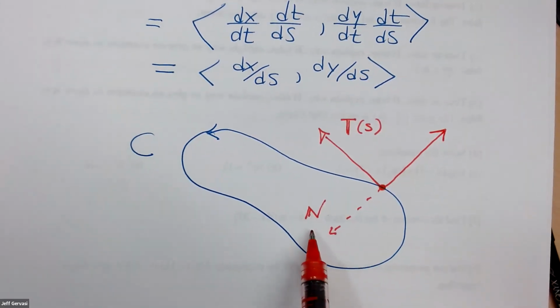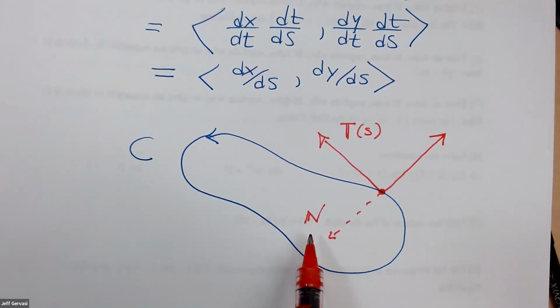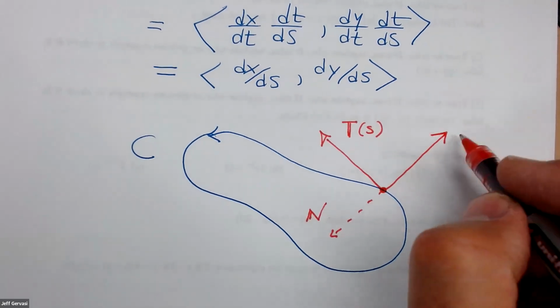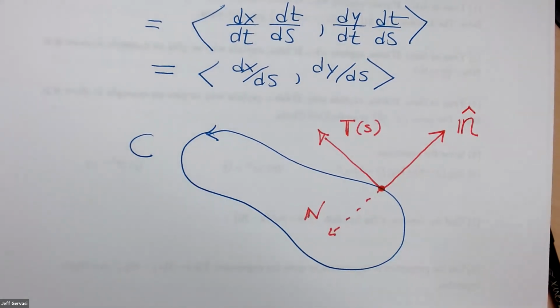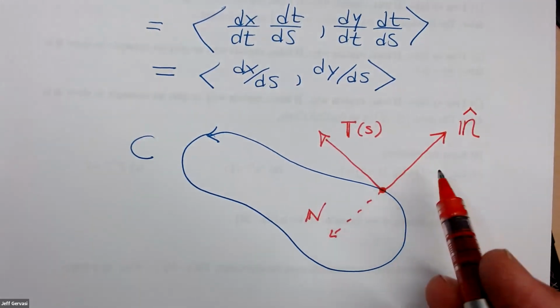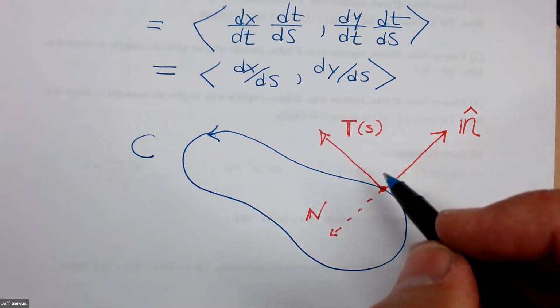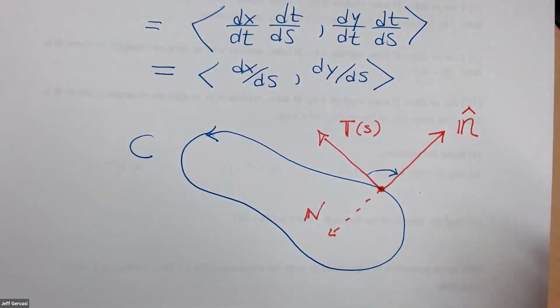Now, to distinguish it from this principal unit normal vector, let's not use capital N. Let's use this symbol instead. Lowercase n, we'll put that little hat on it to remind ourselves that it's a unit vector, okay? All right, now to get that to happen, what we need is a clockwise rotation through 90 degrees. Think of it that way, all right?